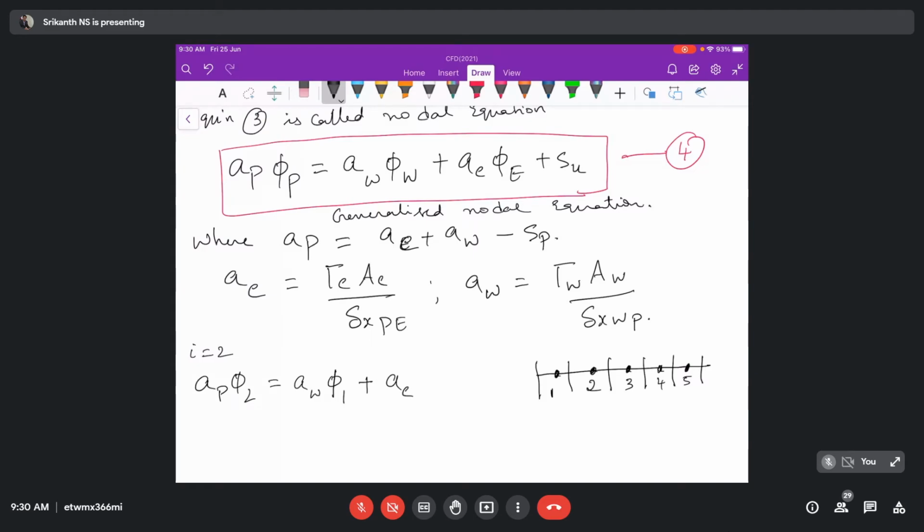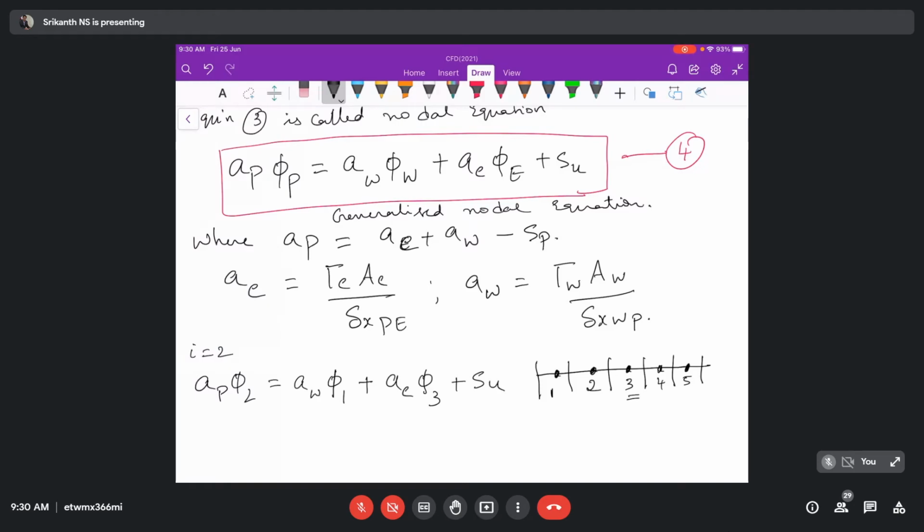Okay, only you tell what is phi, which is the east node to 2? Which is the east node to 2? 3, correct? So you can write SU also, you can calculate, we will be given in the problem.